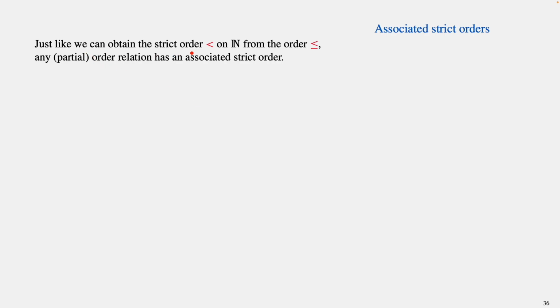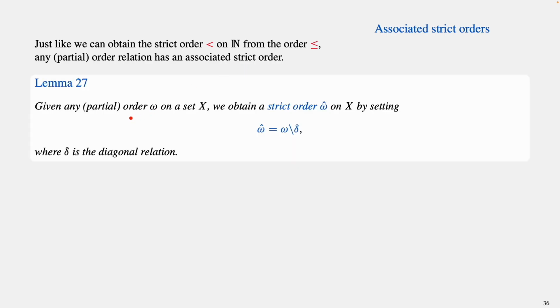Now, we had this strict order on the natural numbers, corresponding to the less or equal order. And in a similar way, we can associate to any partial order a strict order. We do this as follows. Given any partial order omega on a set X, we obtain a strict order, which I call omega hat, by setting omega hat to be the complement of the diagonal relation in omega.